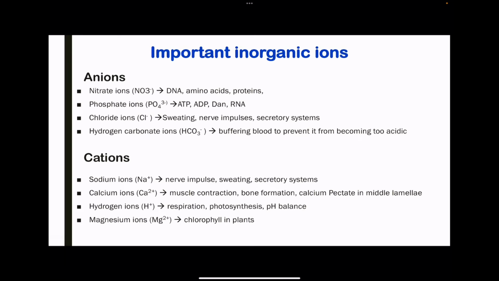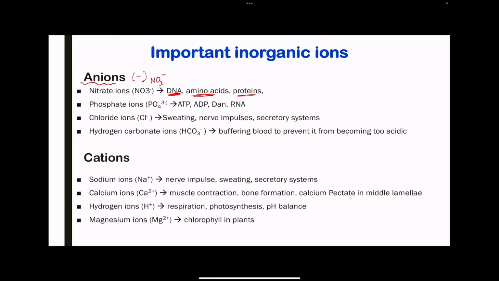Next, we're going to look at important inorganic ions in biology. I'll begin with the anions. Anions are those that are negatively charged after they gain electrons. The first one is a nitrate, NO3-. These nitrate ions are used in the formation of DNA. You know DNA has nitrogen bases, and in those, the nitrogen comes from a nitrate. Also, amino acids require a nitrogen atom, and that should come from a nitrate.